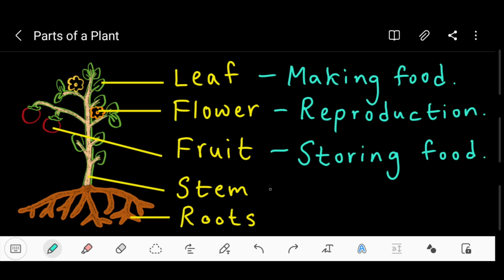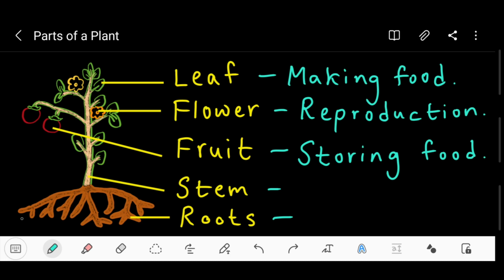And then we come to the stem. So before we discuss what the stem does, I'm just going to go ahead and first tell you what roots do. So there are two things that roots do. The first thing is that it anchors the plant to the ground, which means that it holds the plant in the soil and prevents it from falling. So what keeps it up straight is the roots.